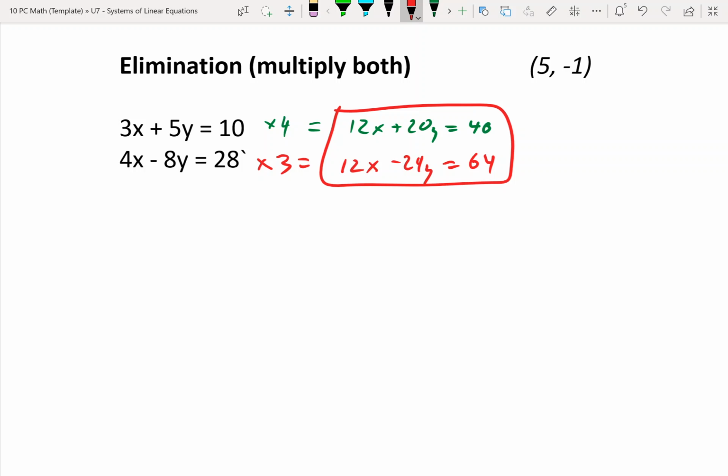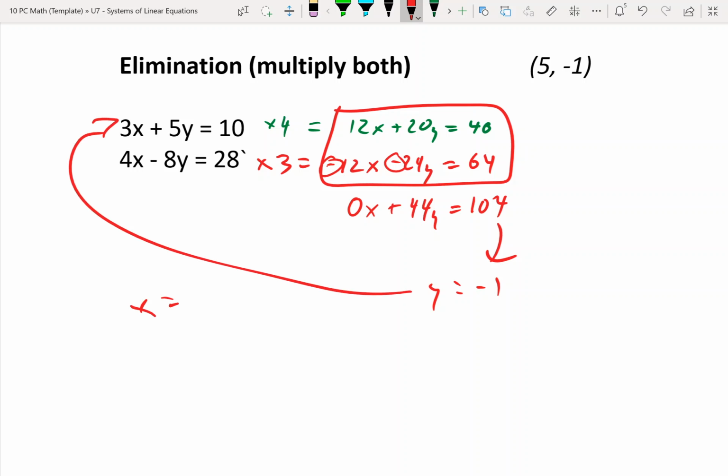So I'm going to be getting rid of the x's, and I can subtract. So it's going to be 0x. Remember, negative negative gives me adding, so it's going to be plus 44y equals 104. And then you can go through the rest of the steps, find what y is equal to, I'm pretty sure it's negative 1, and then sub that into one of the equations and find out what x is equal to.